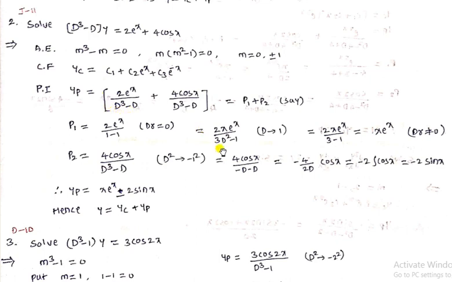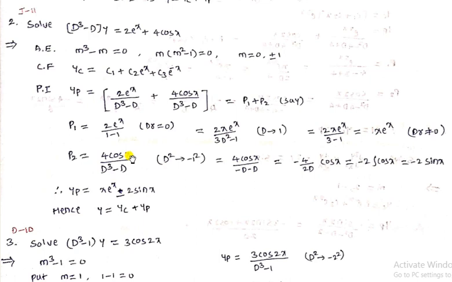So D cube becomes 3D square. Differentiation of D is 1, and multiply by x. Then again replace D by the coefficient of x. So 3 minus 1, 2x e to the power x becomes x e raised to x. And here the denominator is 2, which is not equal to 0.